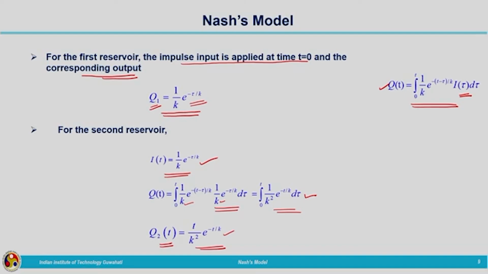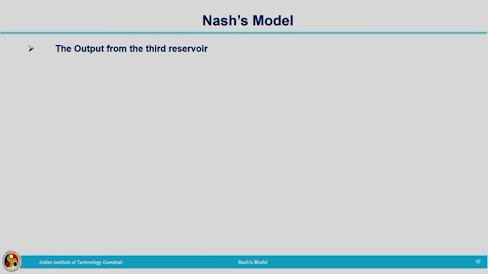Now this is the outflow from the second reservoir, that is the inflow to the third one. So this is the inflow to the third reservoir. The output from the third reservoir can be written as q3(t) is equal to t square divided by 2 k cube e to the power of minus t by k. Step by step when you do the integration, you can get this expression. When it goes to the fourth reservoir, this term will be 3 and k to the power of 4 will be coming.